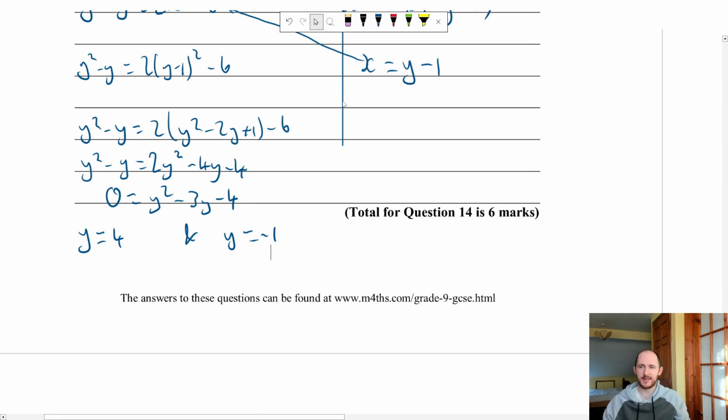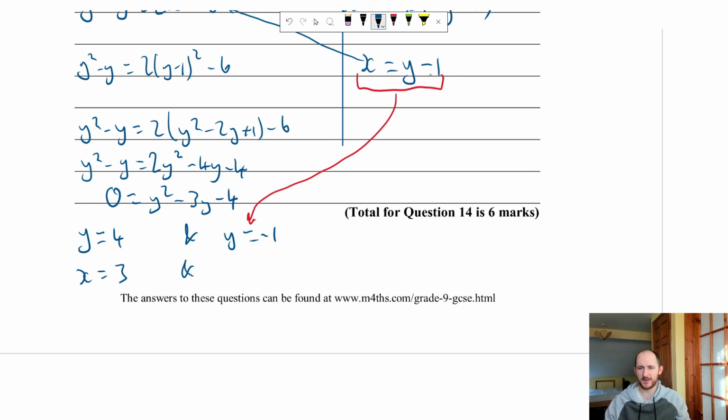But what we can do is even still take this equation and work out the x values for both, because maybe, just maybe, it gives us a different value. So when y equals 4, x equals 4 minus 1, which is 3. And when y equals minus 1, x equals minus 1 minus 1, which is minus 2. So these two are not applicable because they are negative, and we can't get negative marks in an exam, unless you've done something really dodgy. So these are our solutions.